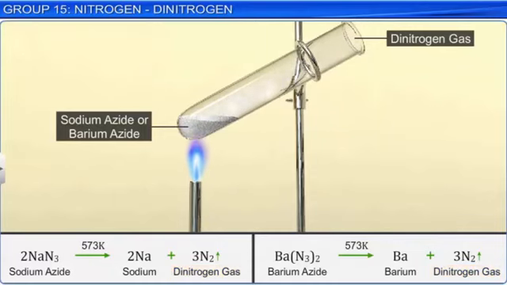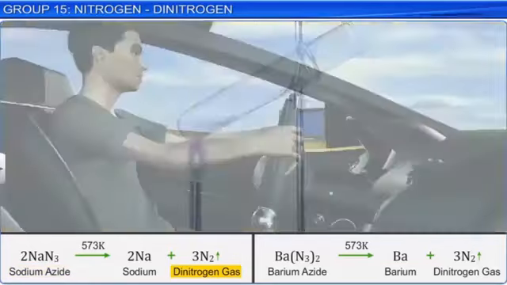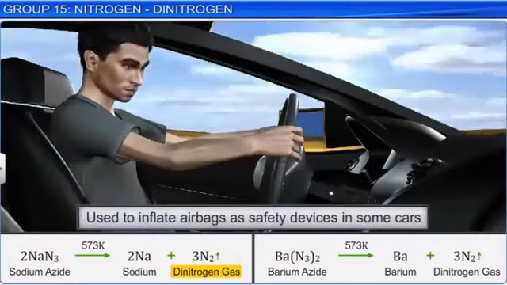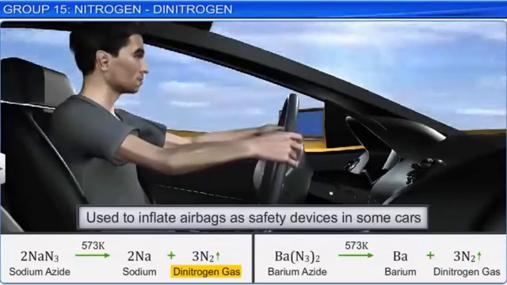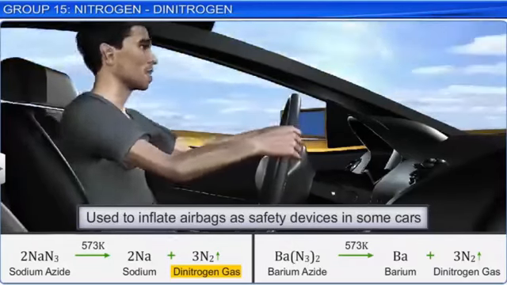Have you ever heard this? Thermal decomposition of sodium azide, which generates dinitrogen, is used to inflate or fill airbags used as safety devices in some cars.